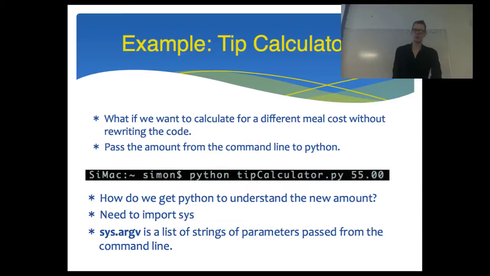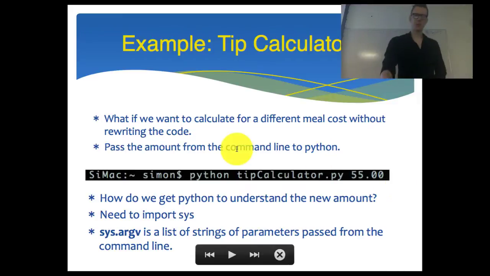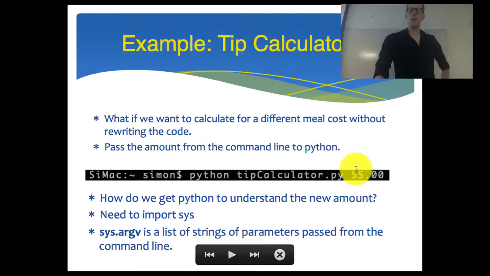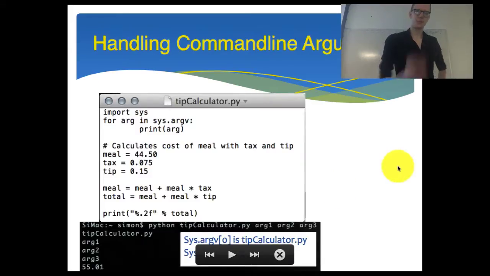So we're going to figure out how to do that, and the key to that is a module called sys. We're going to need to import this sys module, and specifically we're going to need a list called sys.argv. So sys.argv is a list of strings, and that list contains all the parameters that are passed to Python. So for example, this 55 will be in sys.argv. But let's figure out what's in that list.